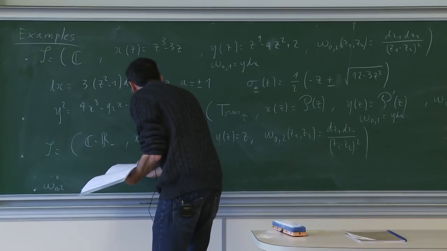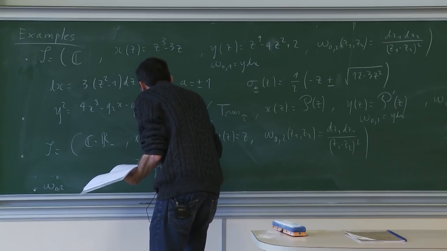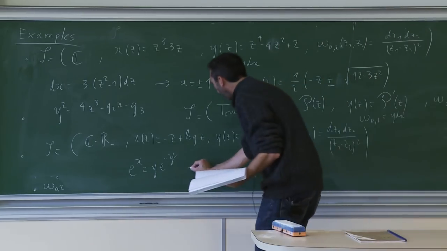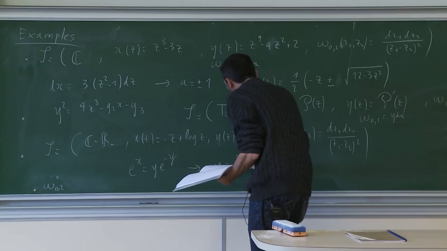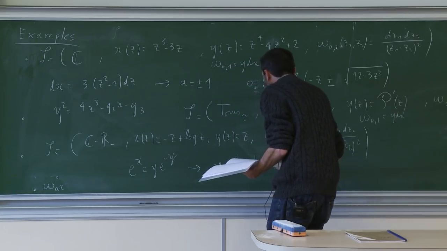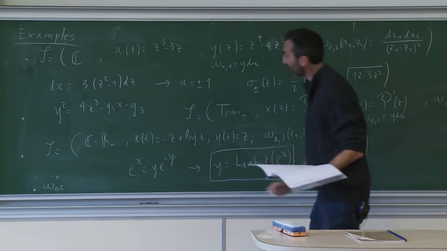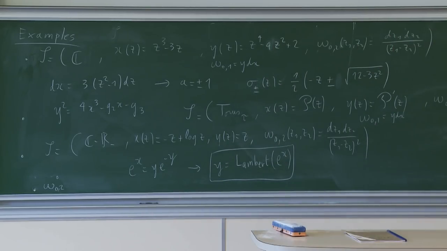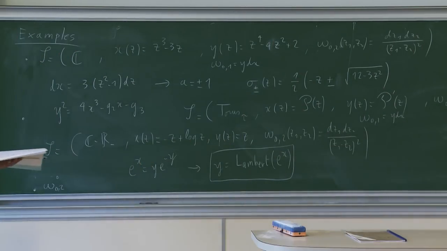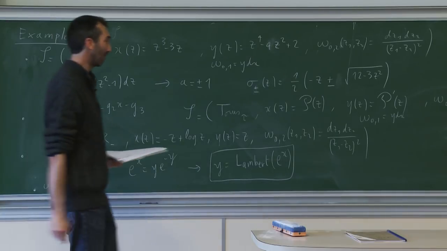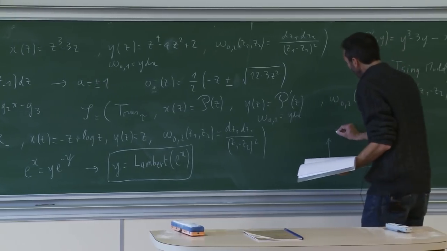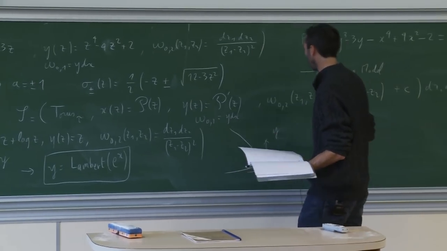You can check that e to the x equals y e to the minus y, which means that y is the Lambert function of e to the x. It's often called the Lambert curve. This is the very definition of the Lambert function. And if you plot x, y, it will look like that.